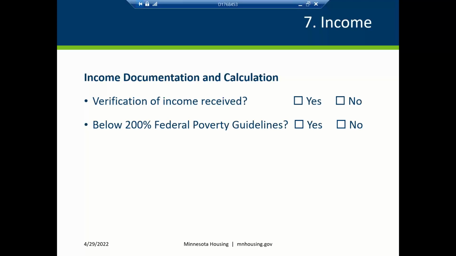Staff must still calculate annual income and must make sure that the household meets the income requirements for FHPAP. Secondly, we also need to see in the income calculation that the household is at or below 200% of federal poverty guidelines. And we'll talk about calculating income in just a moment.